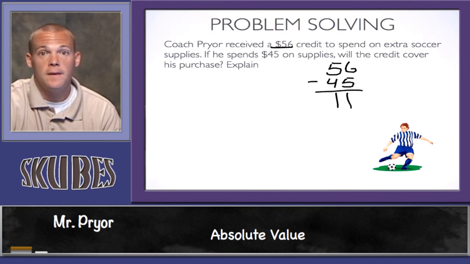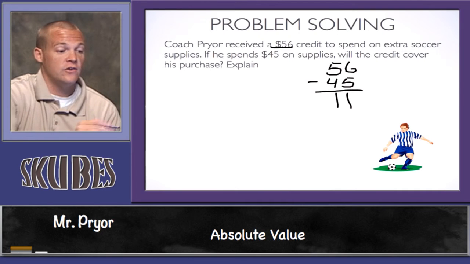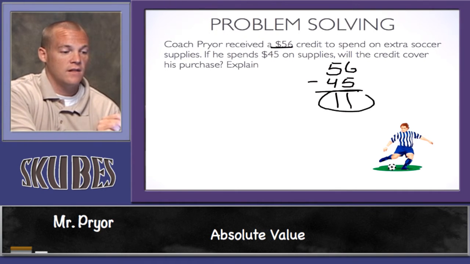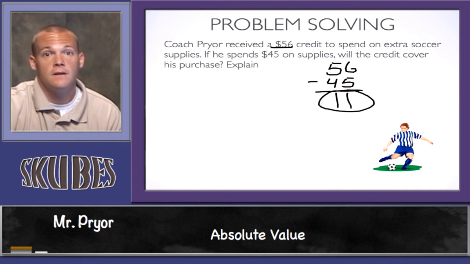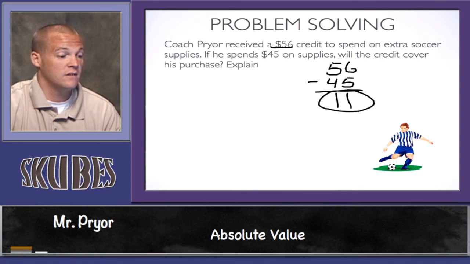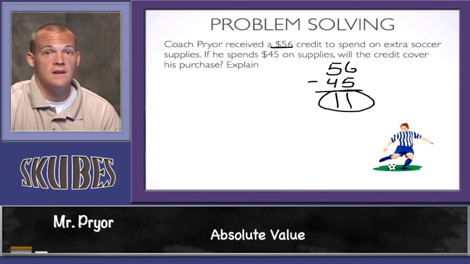You're going to subtract what he spent, $45, and you can see that he actually is left with $11 that he could still spend. So as far as an explanation is concerned, you would simply say that he definitely is okay on his spending.